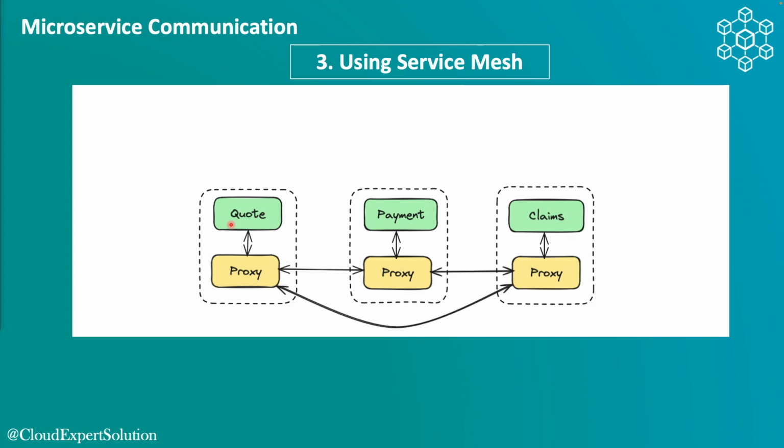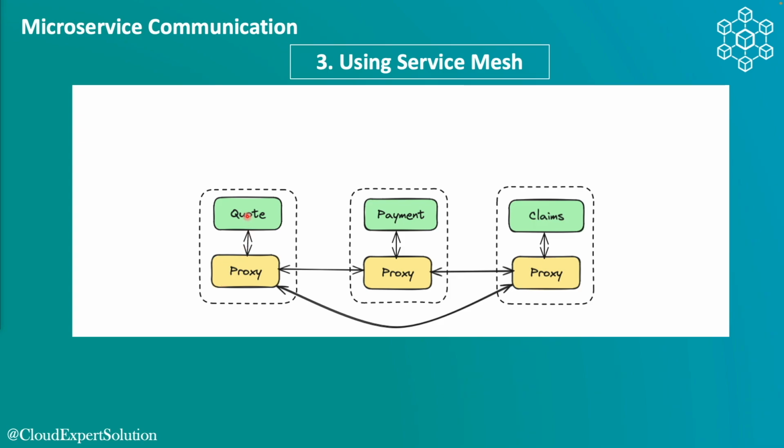Navigating to the third module, that is service mesh. Service mesh is most common when we are using Kubernetes or Kubernetes containers. In that case, we have two components. One is the data plane. Now, the data plane is made of services. For our case, we have quote, payment, claims. Now, these services will run alongside a proxy in the sidecar pattern.